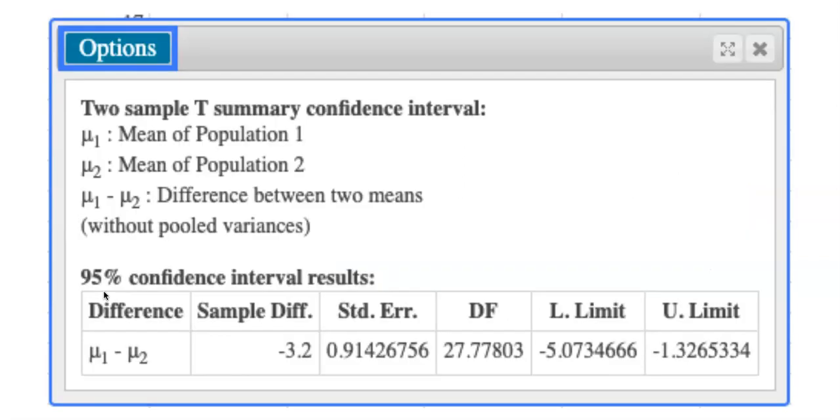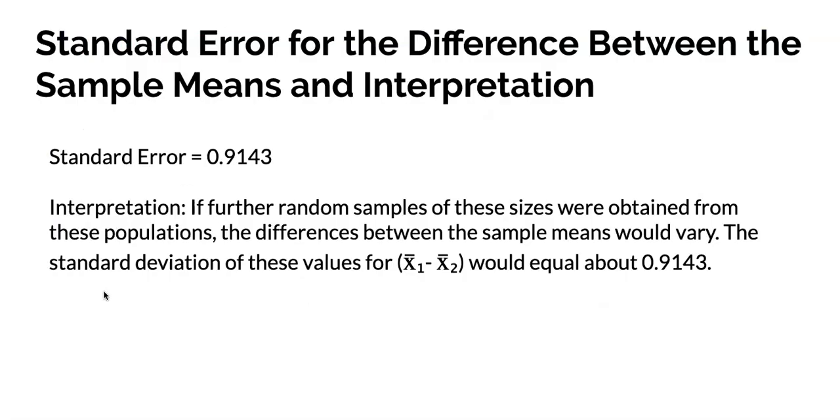So what about that standard error of 0.91? That's pretty small, right? If further random samples of these sizes were obtained from these populations, assuming that our sample was random and independent, the difference between the sample means would vary, right? Because no sample is the same. They're all going to have different sample means, unless you sample the exact same group of people again. But they're going to be somewhere close, right? They're not going to be very different. And that variation can be measured by the standard error.